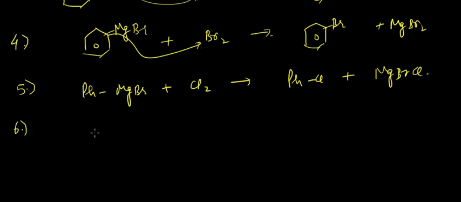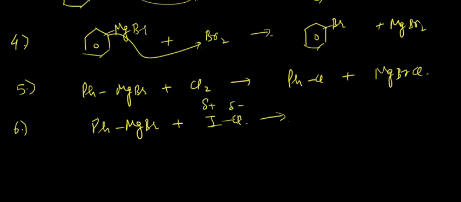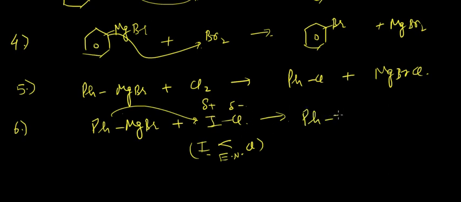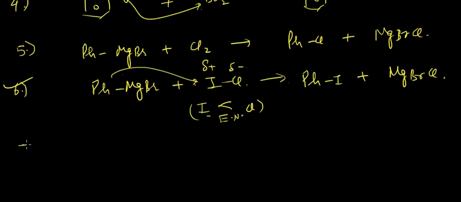Okay, next we have something like PhMgBr plus ICl. So in this case, which atom would have partial positive and partial negative charge? Obviously iodine would have partial positive and partial negative charge will be on chlorine. Why? Because the electronegativity of iodine is lesser than the electronegativity of chlorine. Hence Ph would be attacking on the positively charged iodine. So we will be getting iodobenzene plus MgBrCl. This is an important reaction, just remember this in mind.